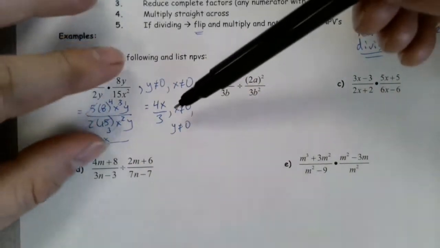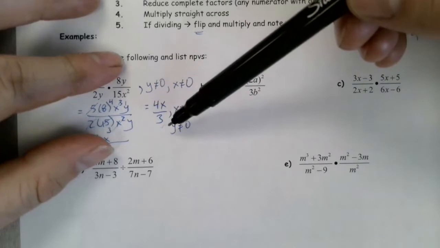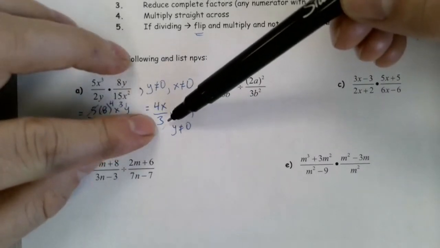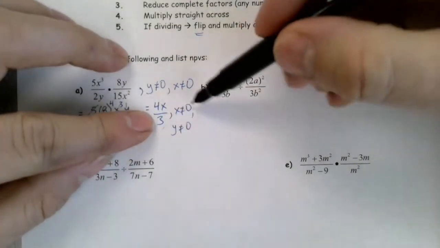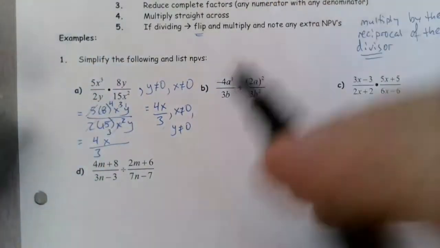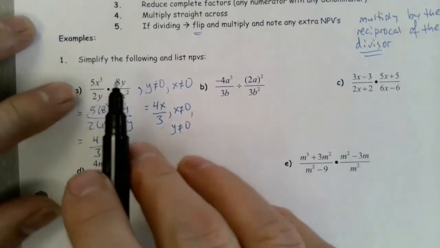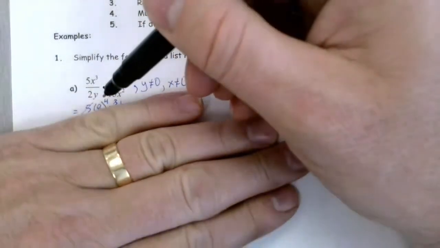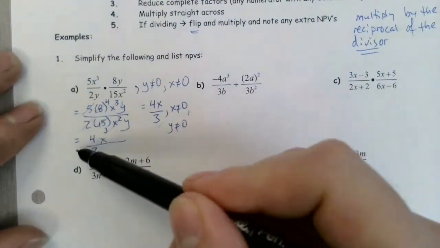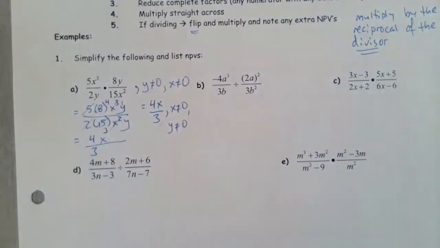Now, I realize that in the final expression of my answer, well, there is no x in the denominator. There is no y in the denominator, so why are those restrictions there? Well, it's because those restrictions were present at the very beginning of this problem. Those restrictions are present here. And I want each step along the way to be equivalent to the one above it. I want them all to be equal.